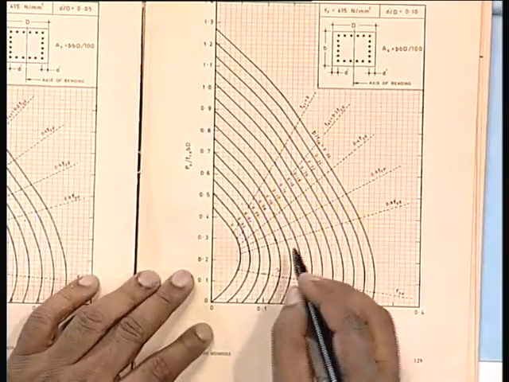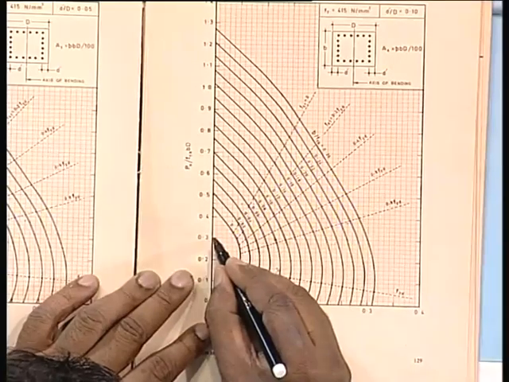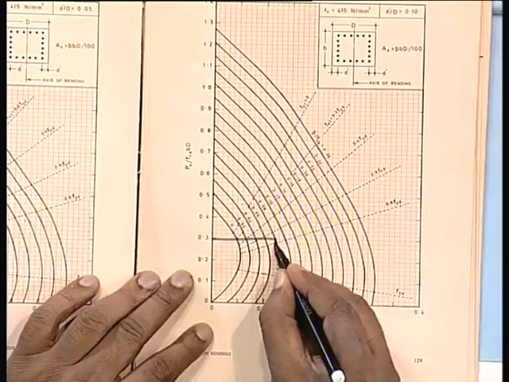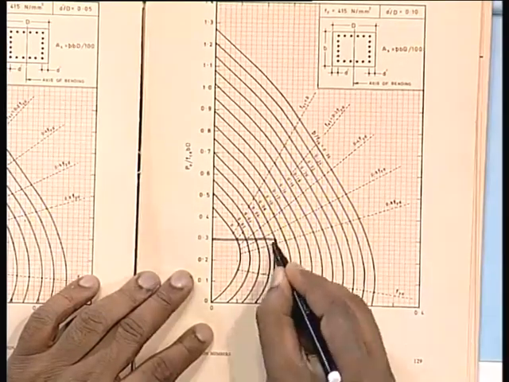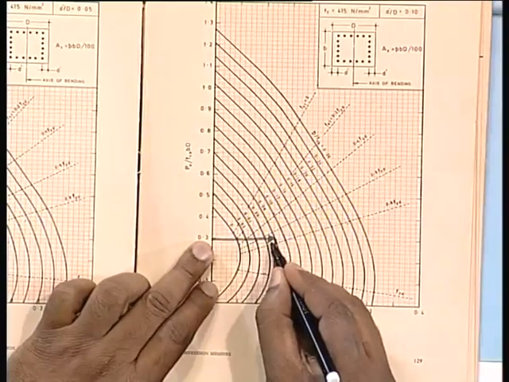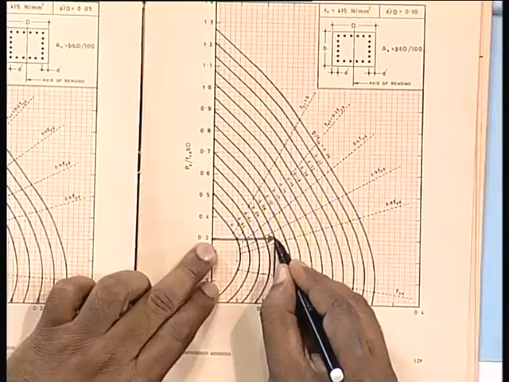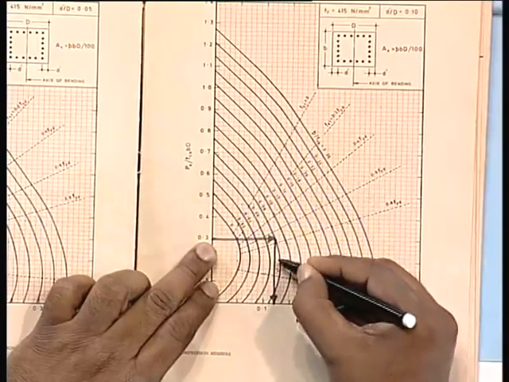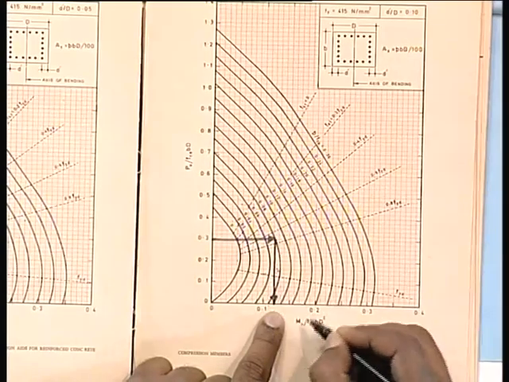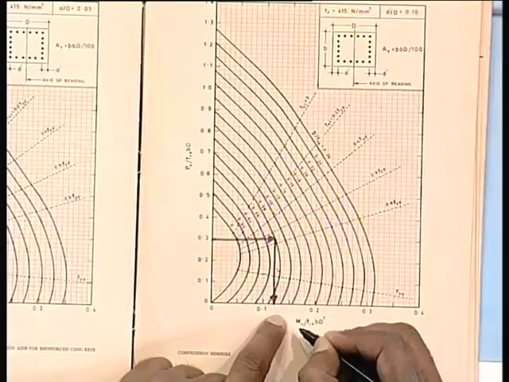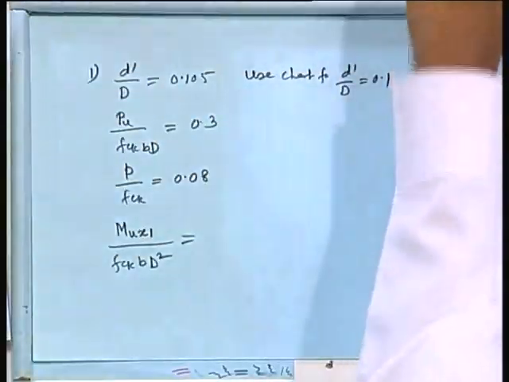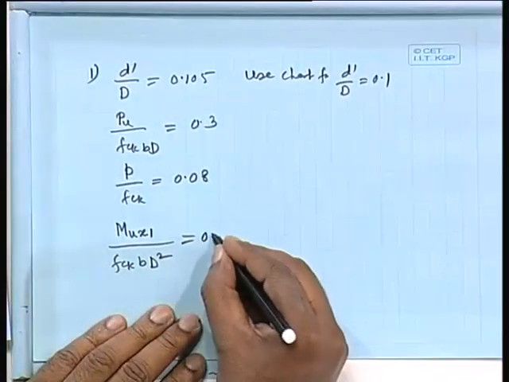Let me mark it in my book also. So I am coming here, and then I am coming down like this. Is it correct? So I have started here, PU by FCK BD 0.3, then P by FCK 0.08, this curve, and you come down wherever it is cutting at MU by FCK BD square, that is your 0.12. That value we have taken from D dash by D equal to 0.1. So that MUX1 by FCK BD is coming as 0.12.